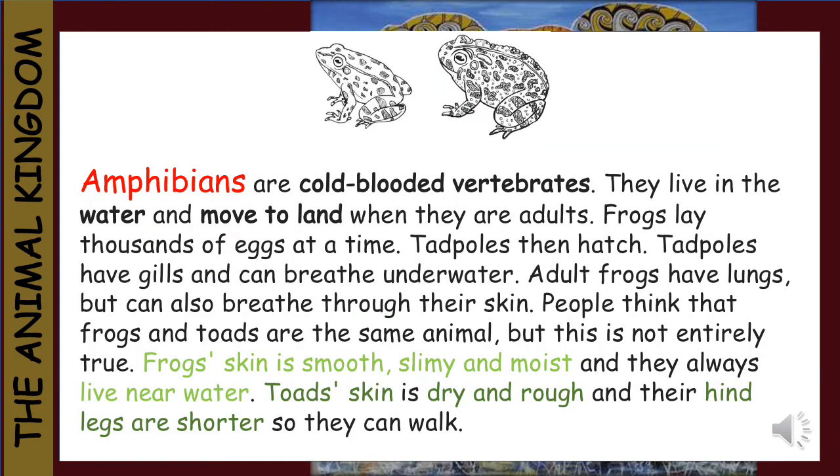Our next group we will be looking at are amphibians. Amphibians are also cold-blooded vertebrates. They live in the water and move to land when they are adults. For example, frogs. Frogs lay thousands of eggs at a time. Tadpoles then hatch from these eggs. Tadpoles have gills and can breathe underwater. But adult frogs have lungs, but they can also breathe through their skin.